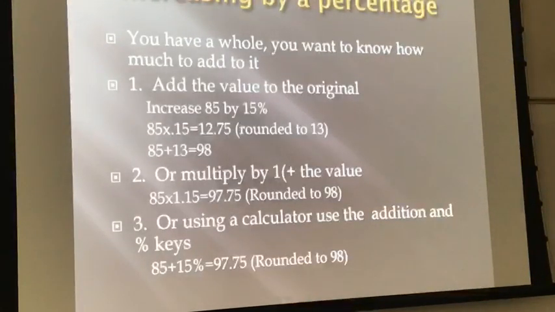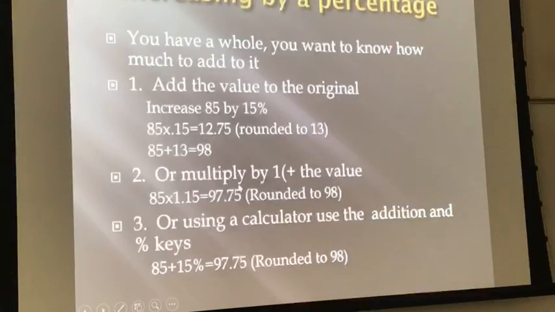So you have a whole, you want to know how much to add to it. Add the original value: increase 85 by 15%. You could do that in one of two different ways. Either, and this is a step you're usually going to miss, 85 times 0.15 would give you roughly 13. Where you're going to have a tendency to stop is right there, but you're increasing by a percentage. So you've got to add that 85 back in and it brings you to 98. Or I find the easiest way to do it is to just go 1.15 and it'll give you the result right there.